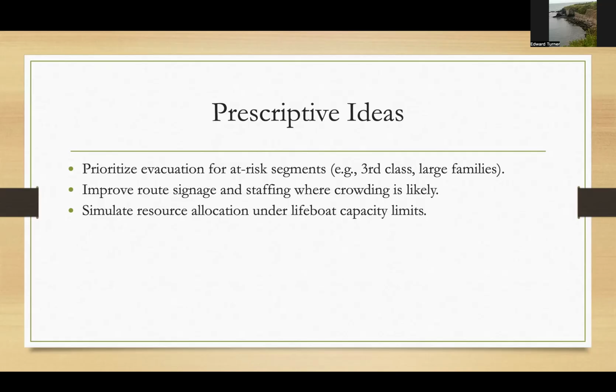We also should improve the route signage and staffing where crowding is likely, so thus preventing any blockages and optimizing the amount of people that would survive. And we also look towards resource allocation and looking at lifeboat capacity limits and seeing if there's a way to increase those so that way more people can own a lifeboat, thus, again, optimizing for the amount of people that actually survived the Titanic.